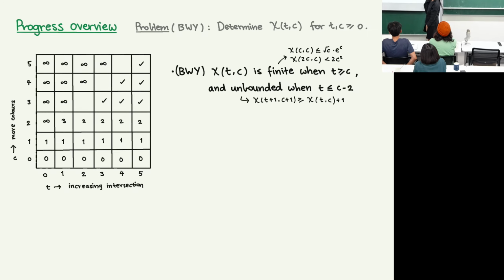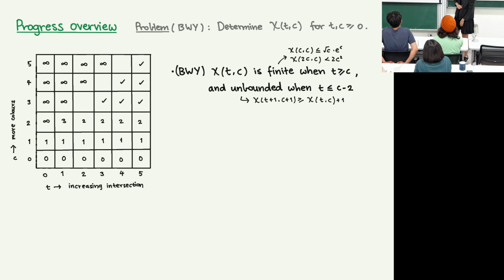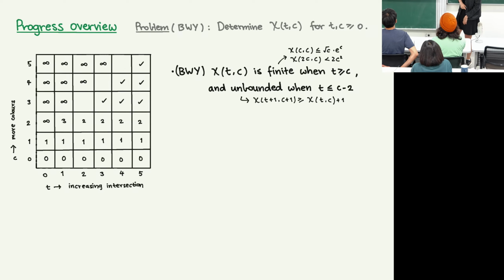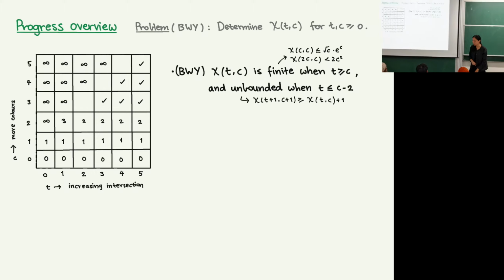So for the finiteness on top, they had these particular bounds. So chi cc is at most root c times e to c. And there's a slightly better bound, so chi 2cc is less than 2c squared.